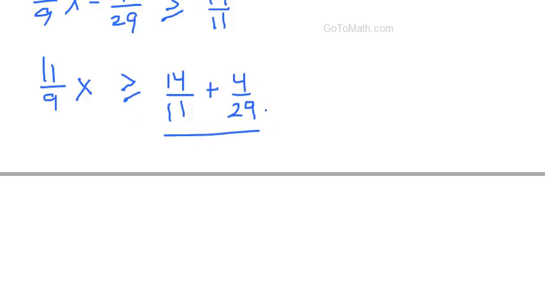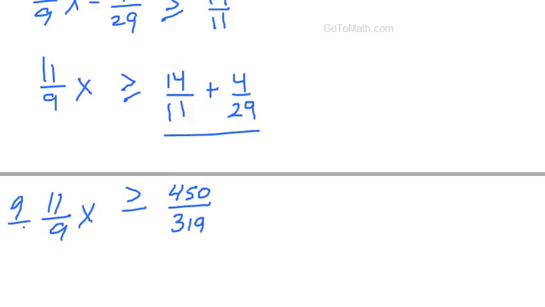What is that crazy mess? 14 over 11, we've got to get a common denominator, do some cross multiplication, pull our hair out, if you've got any. Thank God I still have hair. 450 over 319. 11 over 9x. Of course, now what we're going to do is multiply both sides by 9 over 11. That's the reciprocal. That gives us the identity.